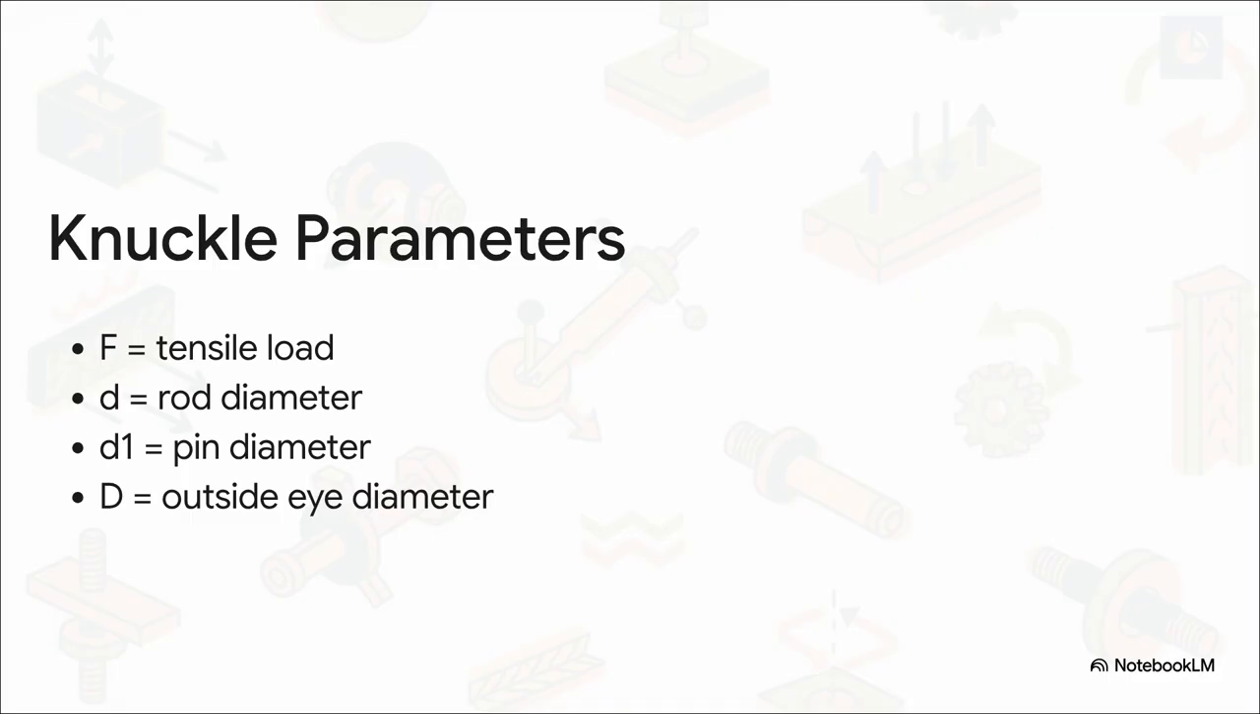F is your load, d is the main rod diameter, d1 is the pin diameter, D is the eye's outer diameter, and a and b represent the thicknesses of your fork and eye. These variables are absolutely crucial. They're the key to calculating whether your joint will hold steady or break.